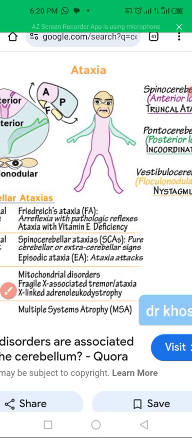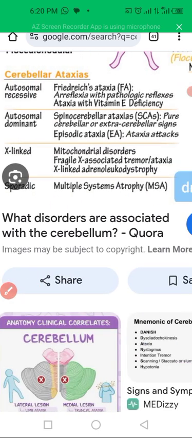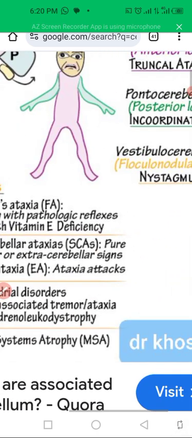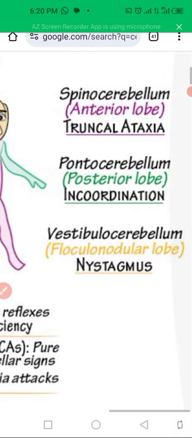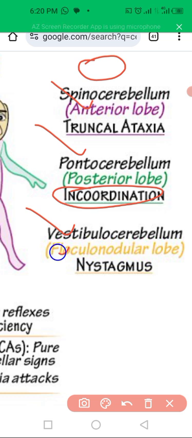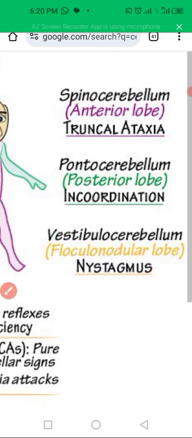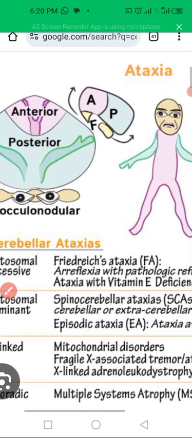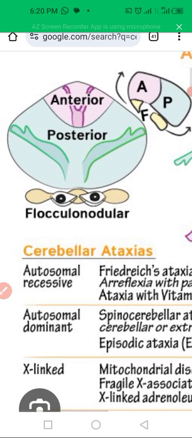It occurs because of certain things like a spinocerebellar lesion, and a pontocerebellar lesion that is involved in coordination, and a vestibulocerebellar lesion or flocculonodular lobe lesion that results in nystagmus. So these are some of the findings that are because of cerebellar lesion.